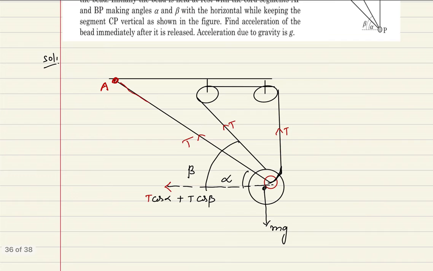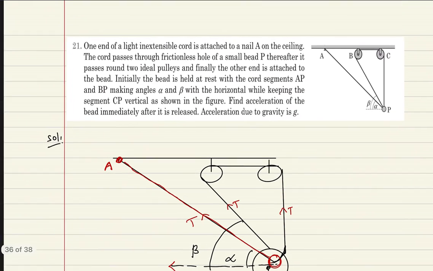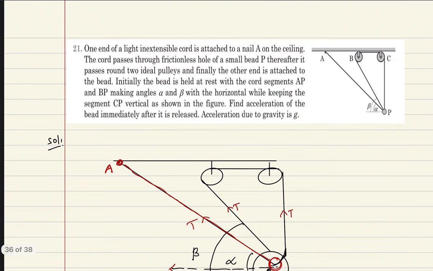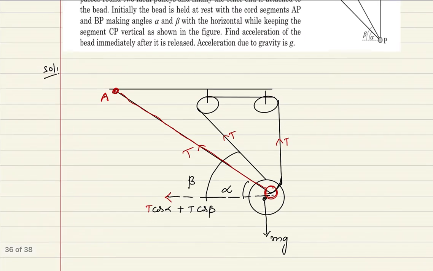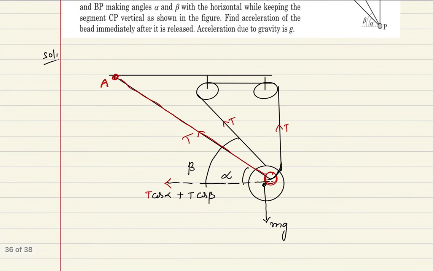Now this thread is going from here, going like this, and I made a small hole in the disc, whatever disc is given. Through the hole I have passed this string, through pulley 1. Now from pulley 1 to pulley 2, again it is connected to the surface of the disc.